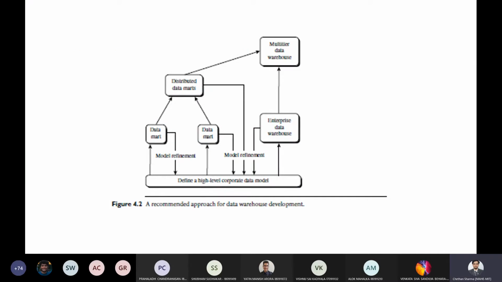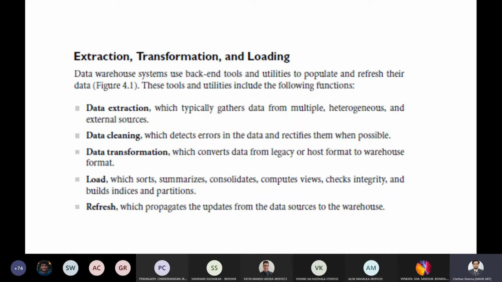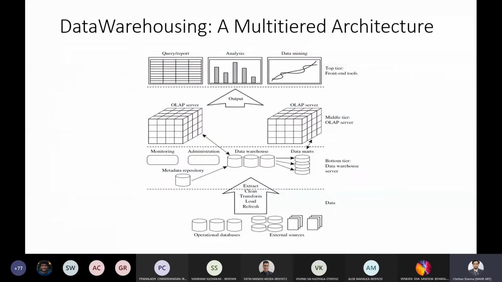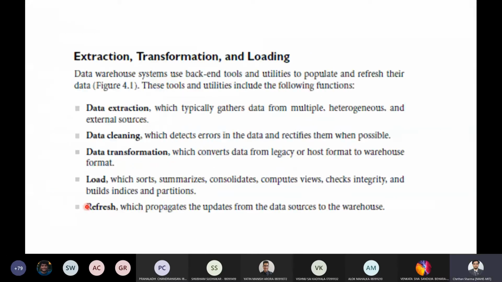This was done in the last to last class. So this I was supposed to start in the last class, which somehow couldn't materialize. So I will just start from this. In this figure, there's the data warehousing multi-tier architecture. As you can see, you have to do some pre-processing steps, that is extract, clean, transform, load and refresh. They have given just a one line explanation of what exactly each is.